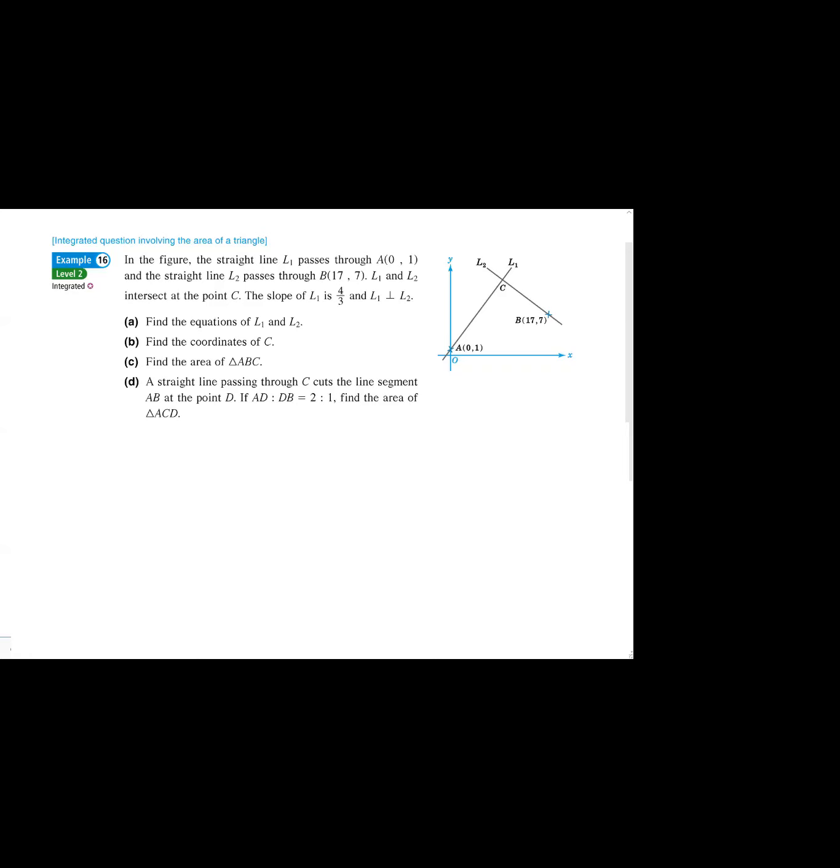The slope of L1 is 4/3. This is not marked on the diagram, so I will mark it on the diagram. M1 is equal to 4/3. And then L1 is perpendicular to L2, and it is also not marked on the diagram, so I'm going to put this little symbol here.